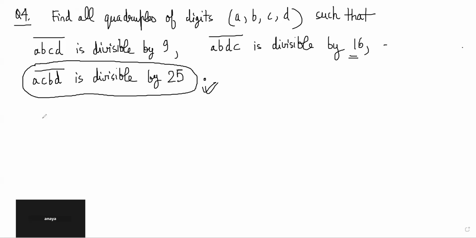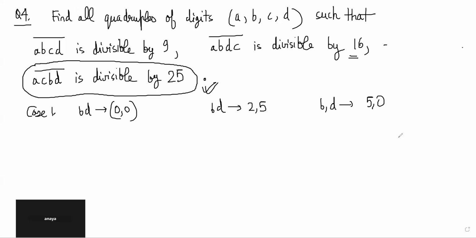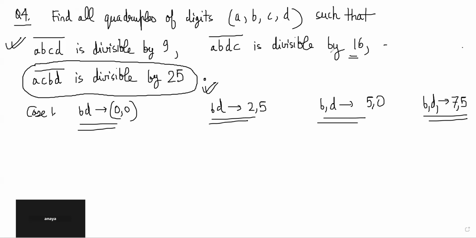So here we are getting case 1, BD can be 00. Then case 2 is BD can be 25. Case 3, BD can be 50. And case 4, BD can be 75. And now in each of these cases, we have to make the other things also happen, right? So you should start like that.